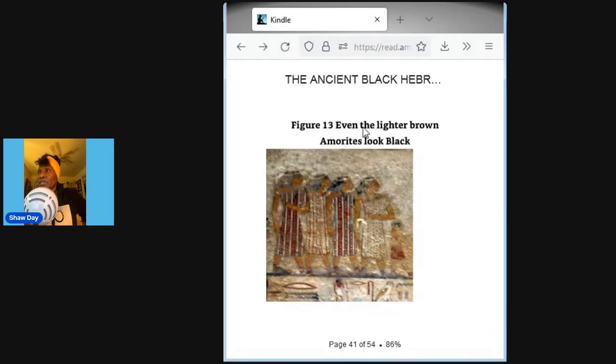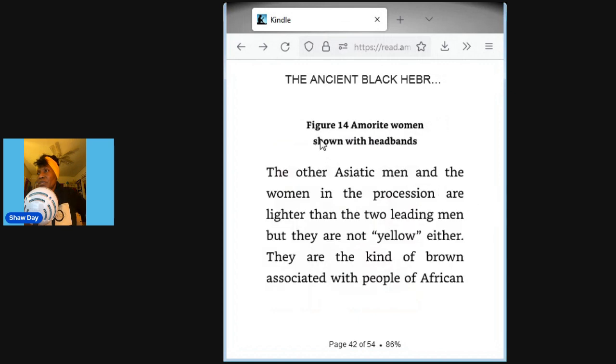Figure 13, even the lighter brown Amorites look black. This is also on the walls. These are the actual paintings of the women and the children. Remember the first one? They were all yellow, pale looking. It says figure 14, Amorite women shown with headbands. The other Asiatic men and the women in the processions are lighter than the two leading men, but they are not yellow, exactly, not like the first one.